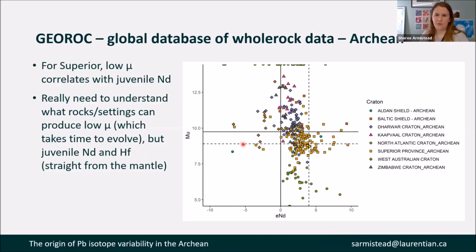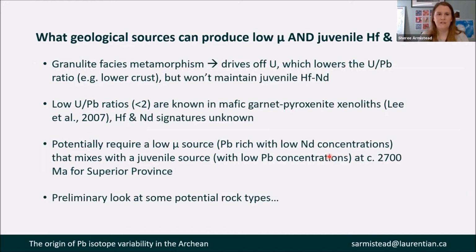And so here I've plotted up all the Archean cratons. You can see there's a lot of data for Superior, which are these yellow squares here. And you can see really that this low mu signature correlates strongly with juvenile neodymium. So we really need to understand what rocks or geological settings can produce low mu, which takes a really long time to evolve, but at the same time produce neodymium and hafnium that's juvenile and basically coming straight from the mantle, to put it really simply.